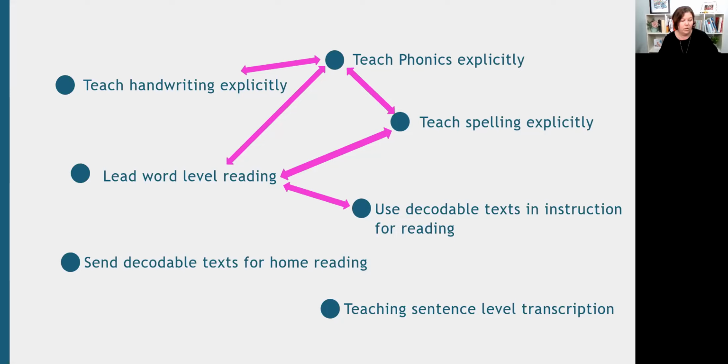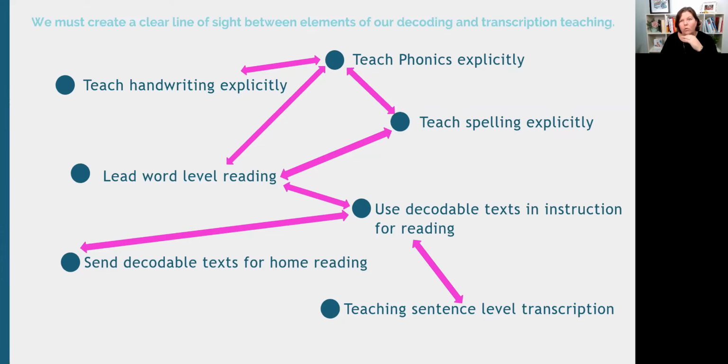And remember, a decodable text at a pinch can be this at a basic level, and it's a whole other topic, but your reading comprehension goals can be met in other ways other than having all the books all the time. Sending home decodable text for home reading and your sentence level transcription. When you align them, we're all bouncing off.